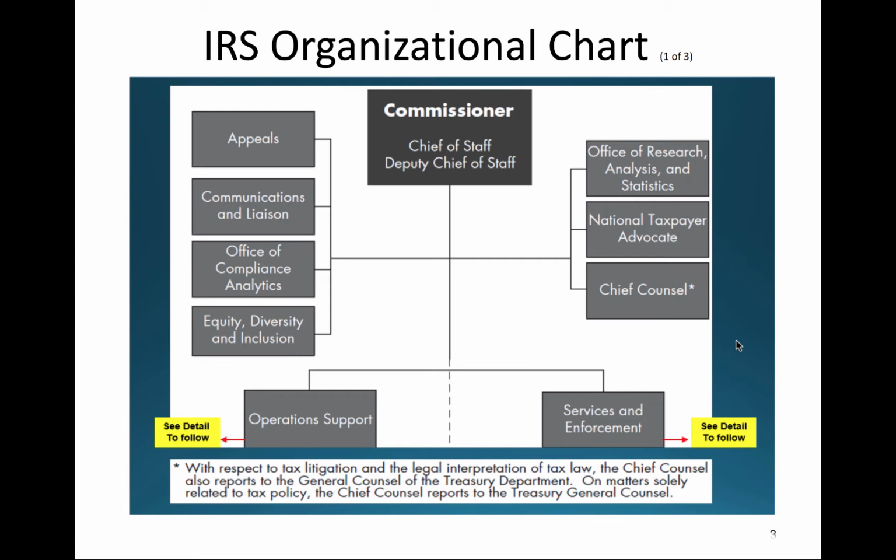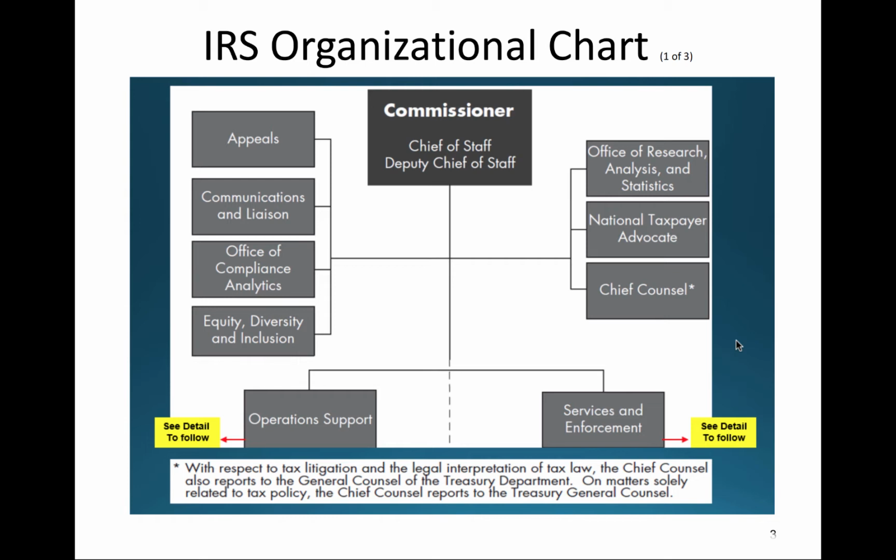So at the top we have the commissioner. The commissioner, just like the Secretary of Treasury, is appointed by the President of the United States. And the commissioner oversees everything in the IRS. Think of it like the CEO.